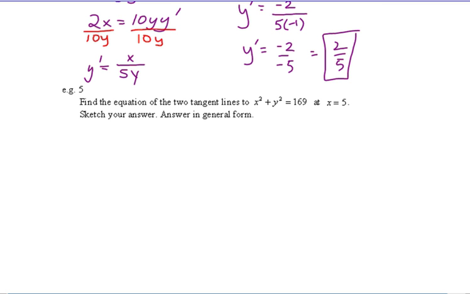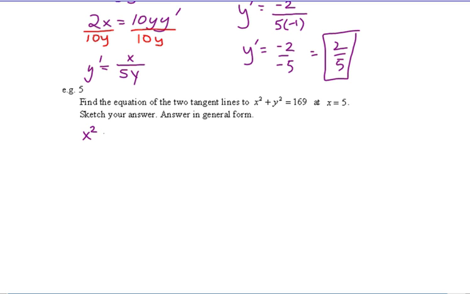Find the equation of the two tangent lines at x equals 5. Sketch your answer, answer in general form. It's not that bad. Okay, so what's the first thing we could do? Differentiate both sides, because we're going to solve for y prime. Let's start there, sure. Safe place to start.